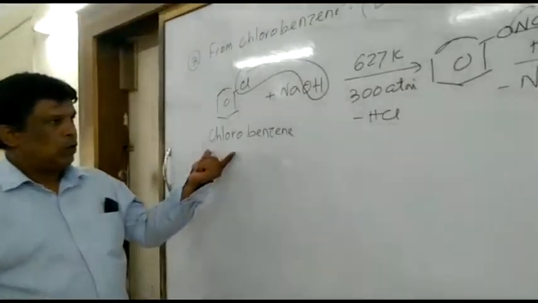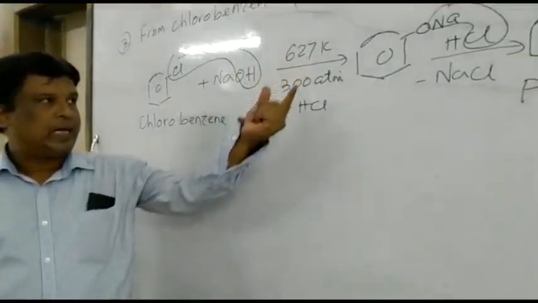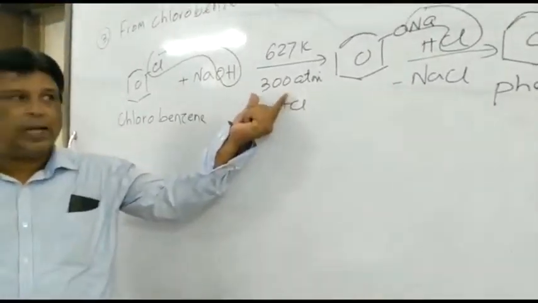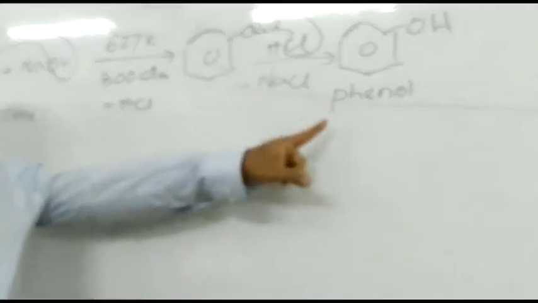Let us recap the statement. When chlorobenzene is fused with alkali at 623 Kelvin under 300 atm pressure, sodium phenoxide is formed, which upon acidification gives phenol.